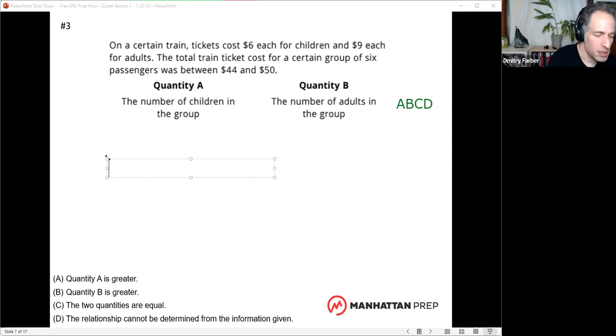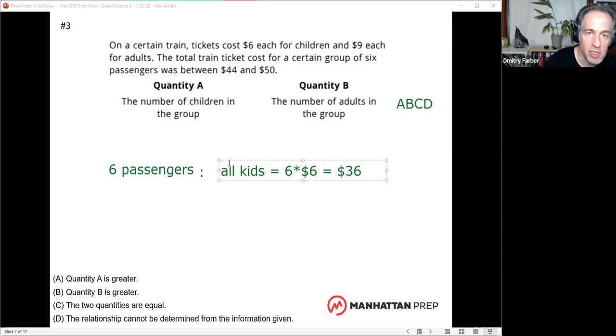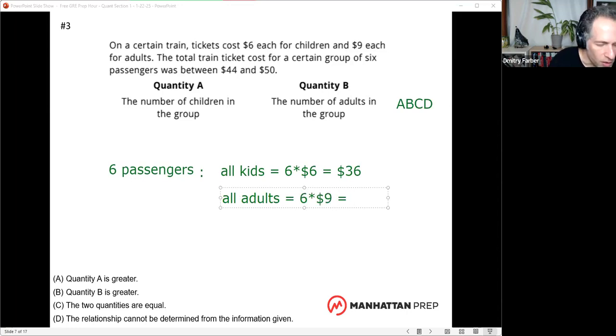There are 6 passengers. What happens if they're all kids? There's no adults. They're just kids running wild. That would be 6 times $6 is 36. So it's not that because the cost is between 44 and 50. And if it's all adults, then that's 6 times $9 is 54. So it's not that either, right? So what we've proven already is that it's not all kids, it's not all adults. It's a mix of the two.